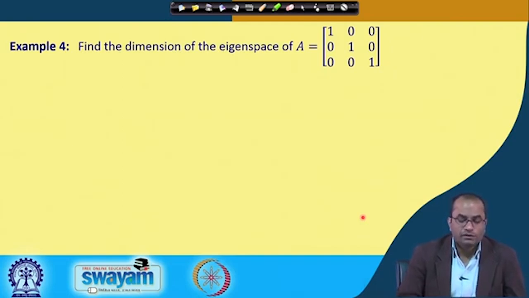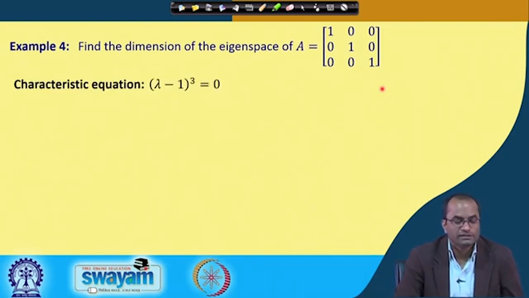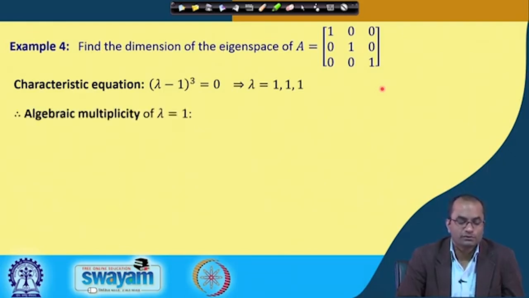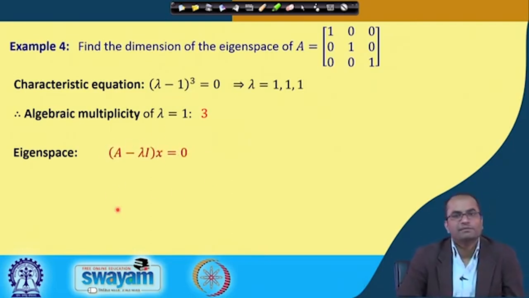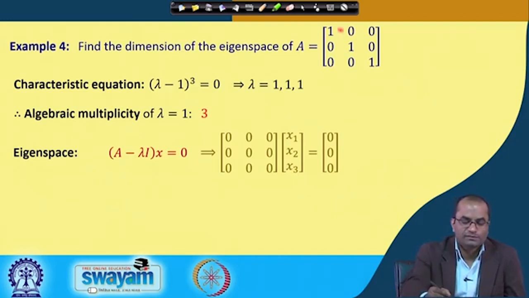In this example, again we will take the identity matrix, very simple to evaluate. We want to find the dimension again of the eigenspace of A equal to this identity matrix, and if we write down its characteristic equation, we will get (lambda minus 1) power 3 is equal to 0. So, again the algebraic multiplicity of this eigenvalue 1 is just 3 now. And if we compute the geometric multiplicity now, that is interesting. The eigenspace will be computed by (A minus lambda I) x is equal to 0, and therefore, we subtract from the diagonal entries this eigenvalue 1.